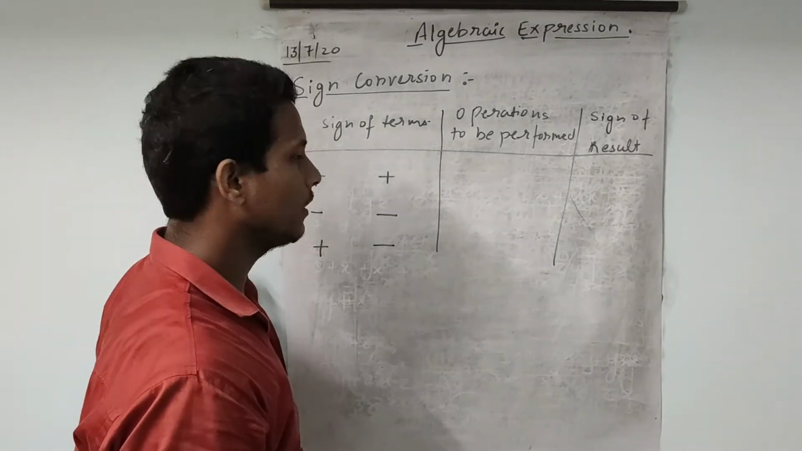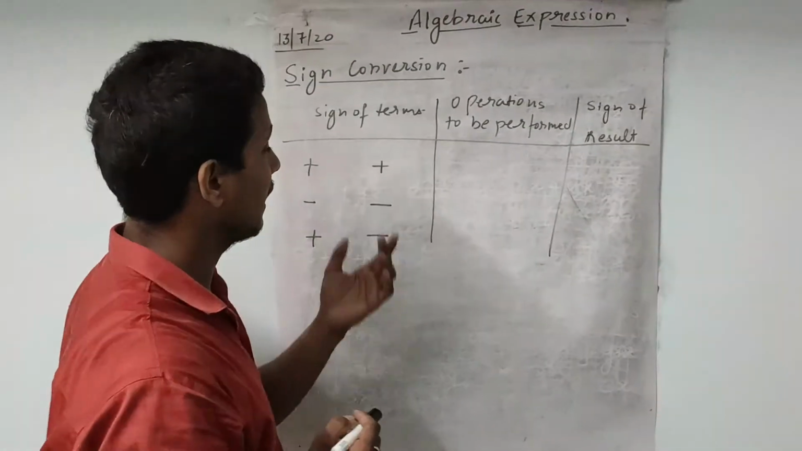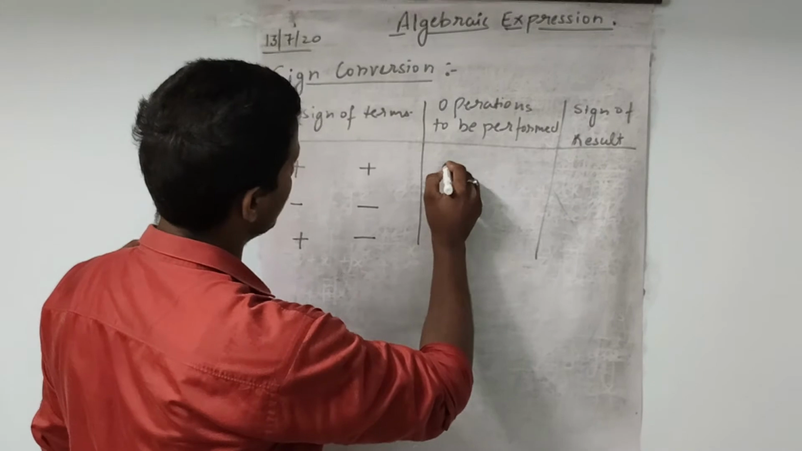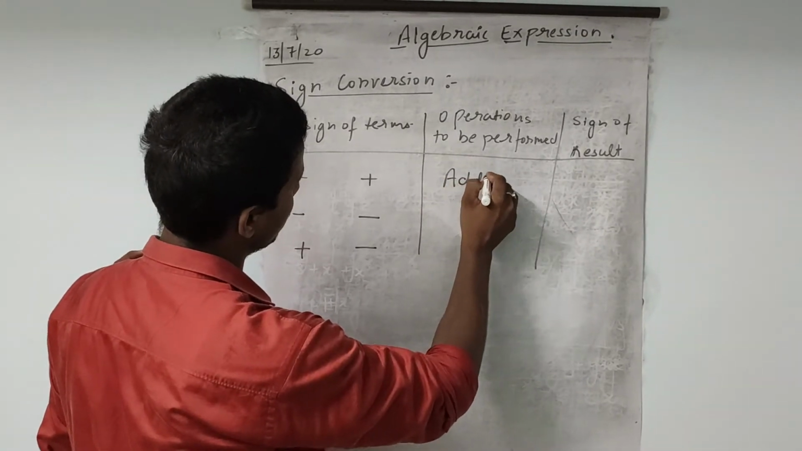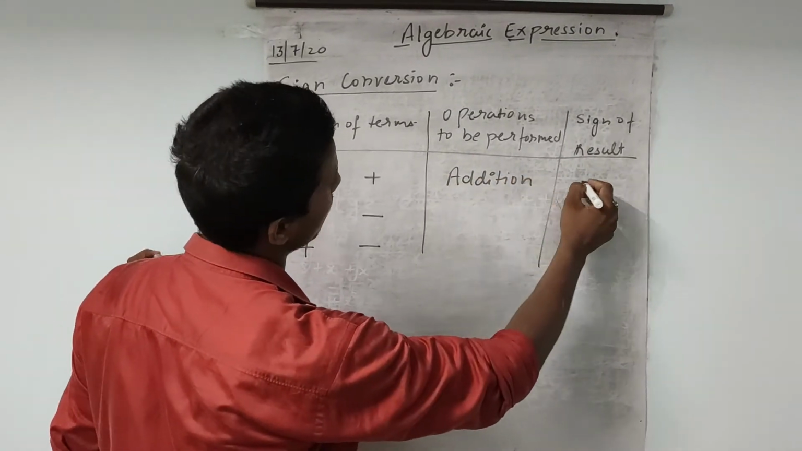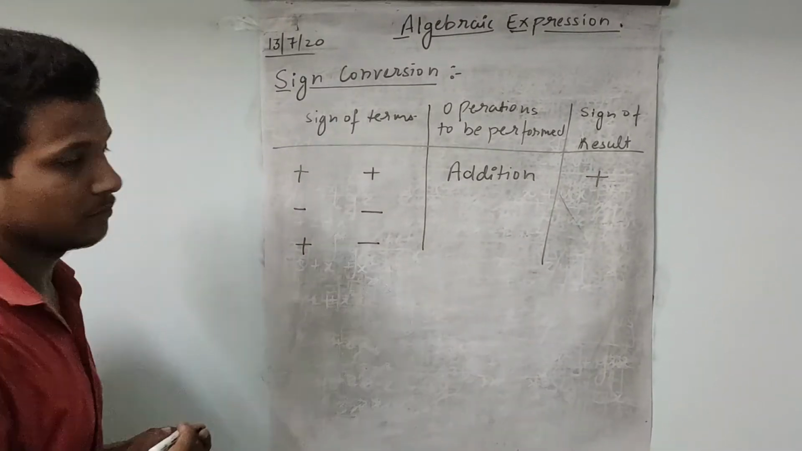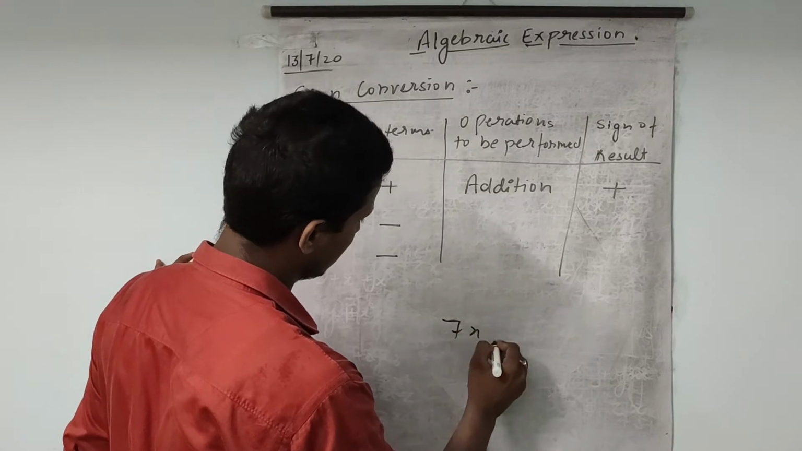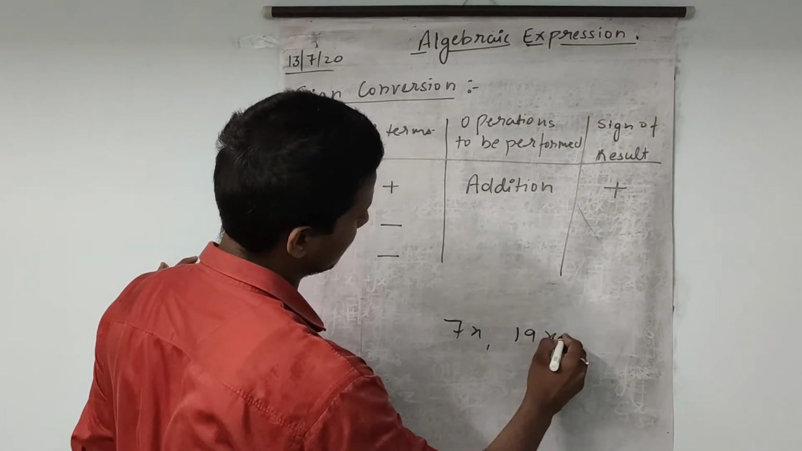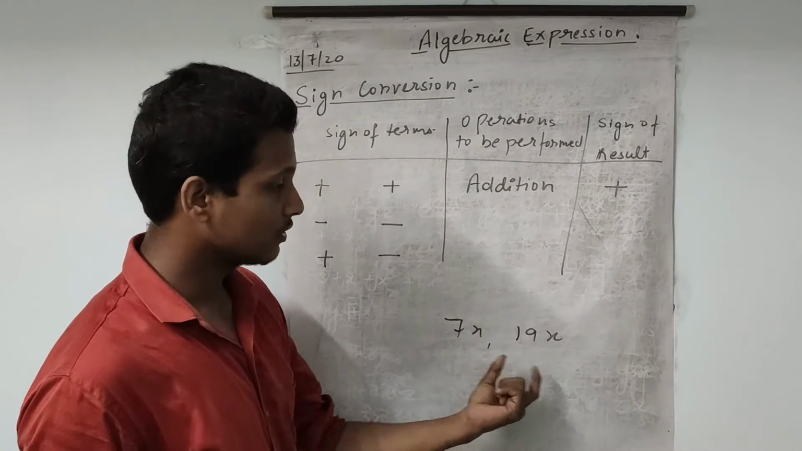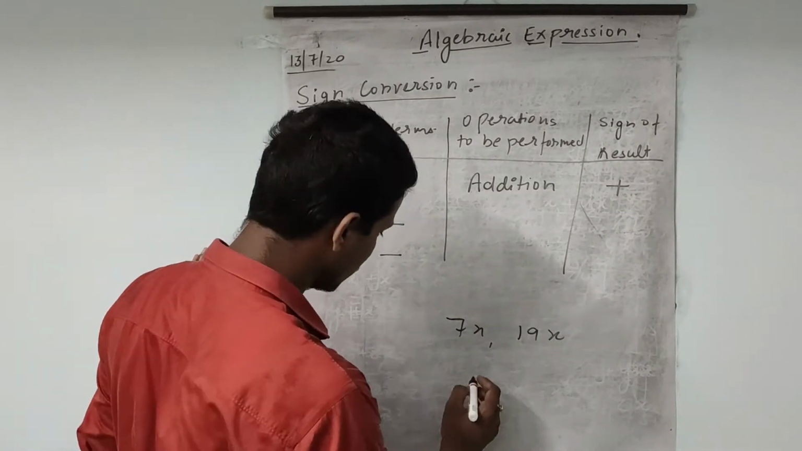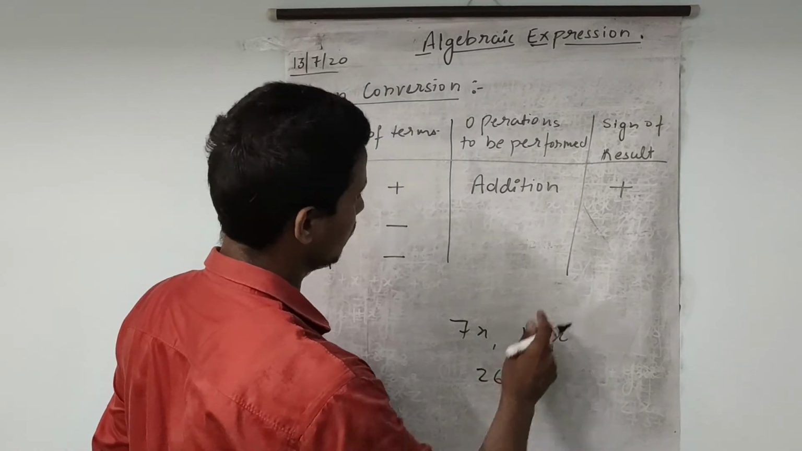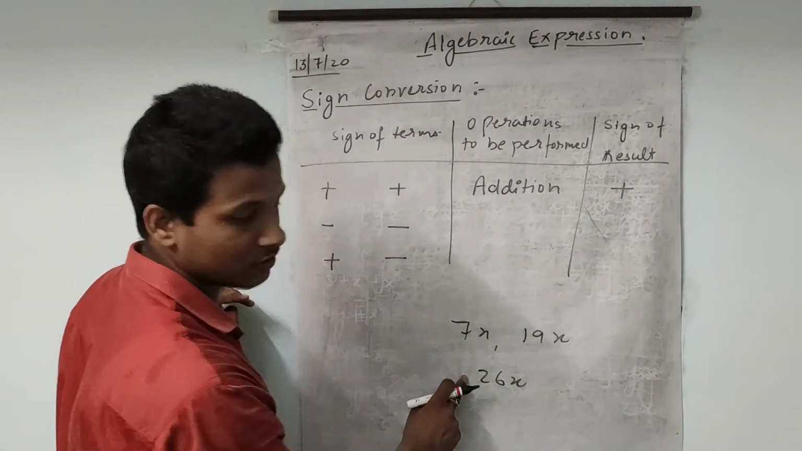If we have terms with the same sign, as positive, then we need to perform addition, and the result sign will be positive. If you add two terms, like if 7x and 19x are given, both terms are positive, so we need to add these two terms. So 7x plus 19x is 26x. And what is the sign of the result? It is positive.